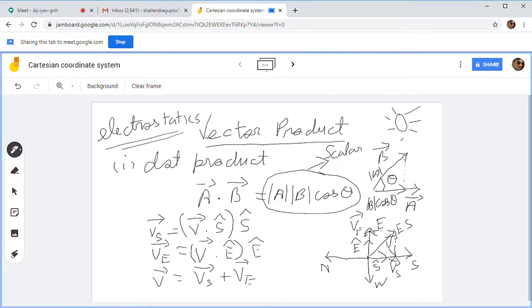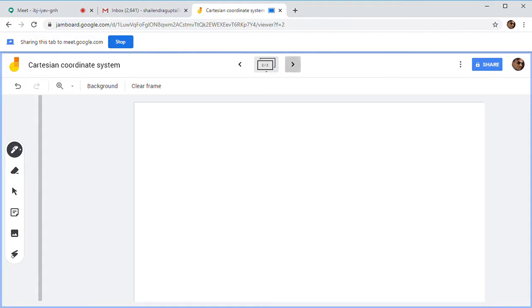So this is the physical significance of your dot product. You consider that to be the reflection of your particular vector onto the second vector, and multiplying your reflected vector with your second vector. Okay, so let us move on to the cross product.